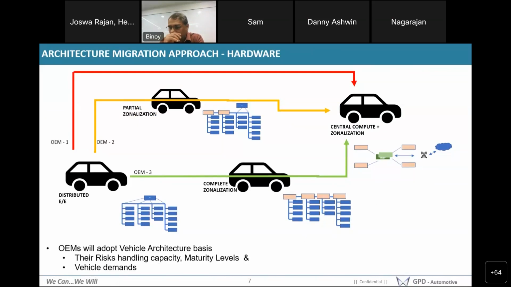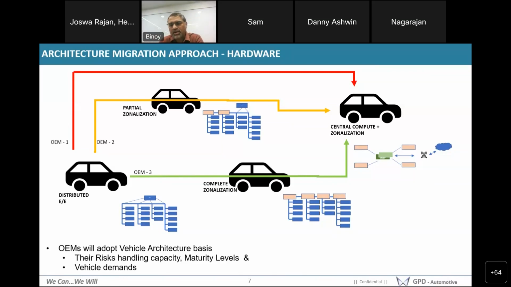I can't comment for other OEMs, but for Mahindra, in the current XUV700 and Scorpio N, I would say we have done a partial domain integration. If you look at the infotainment, instrument cluster and connectivity in the new Mahindra vehicles, it is all in one controller. So that's a domain integration. Domain integration is the first step to get into centralization, right? So that's a journey Mahindra is on.